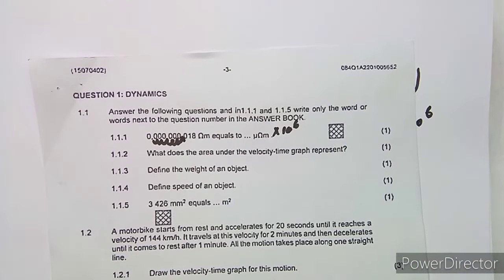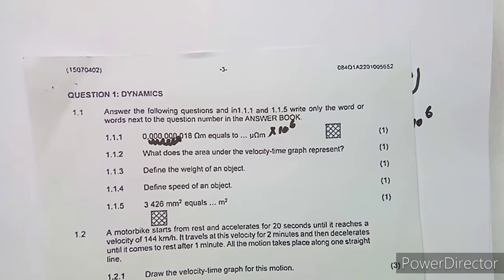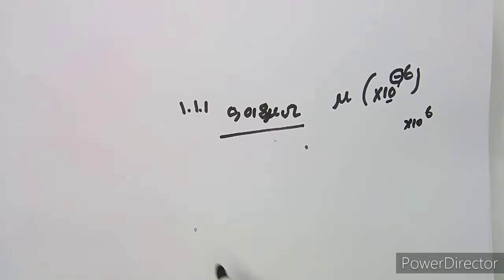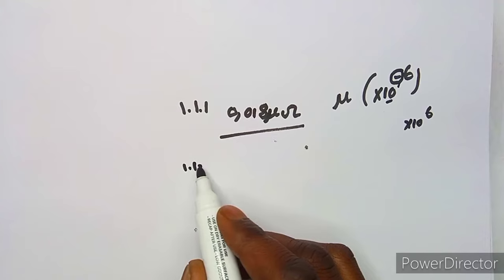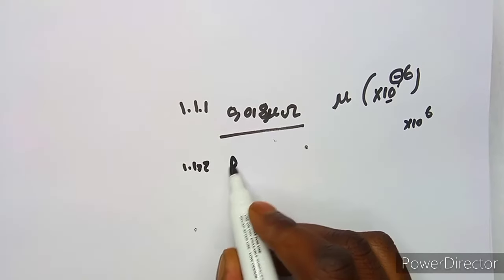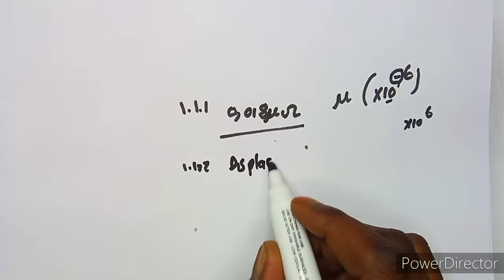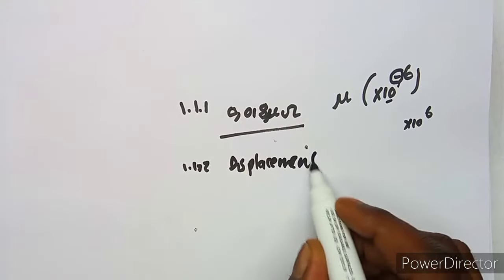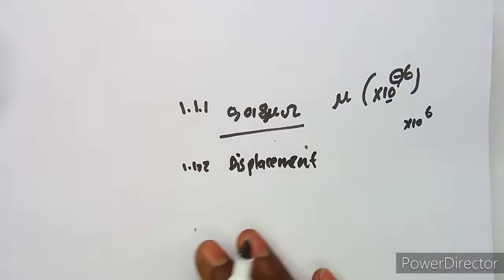Then what does the area under the velocity time graph represent? So remember, the area under a velocity time graph represents the distance traveled, which is actually the displacement. So we are talking of the displacement there, which is measured in meters.